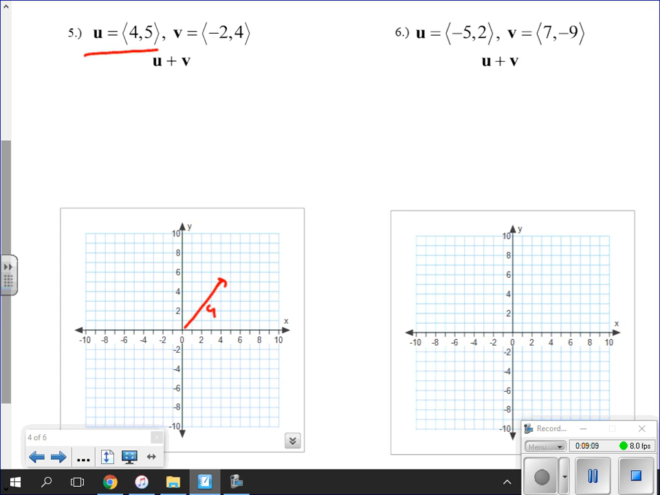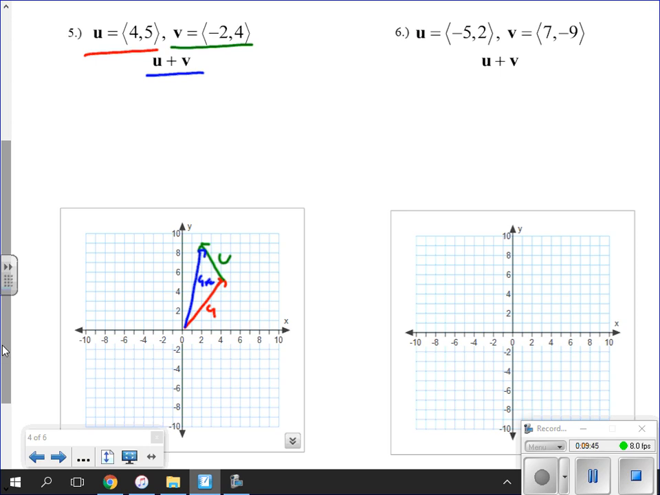Now, when I'm adding vectors, I don't take the second vector V and begin it at the origin. What I do is I begin it at the end of U. So from U, I go negative 2 in the x direction and up 4 in the y direction, which would take us to here. And there would be V. And then U plus V is this vector here. That would be U plus V.